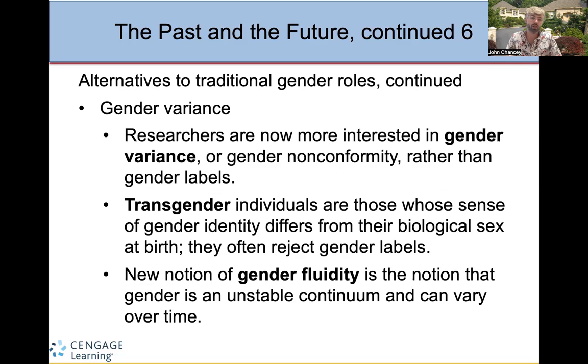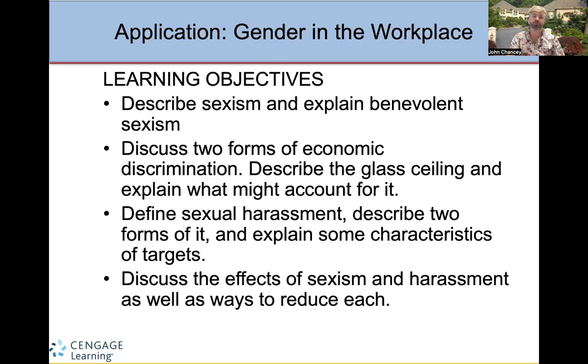And as we understand more about LGBTQ plus individuals, we know part of that means knowing more about transgender individuals, whose sense of their gender identity differs from what they're assigned at birth. So maybe they identify as female, but they're born biologically male, or vice versa. And this is an outward attempt to reject those gender labels. And we're seeing much more of a push towards gender fluidity, this idea that gender is mostly a continuum and it can also vary over time.